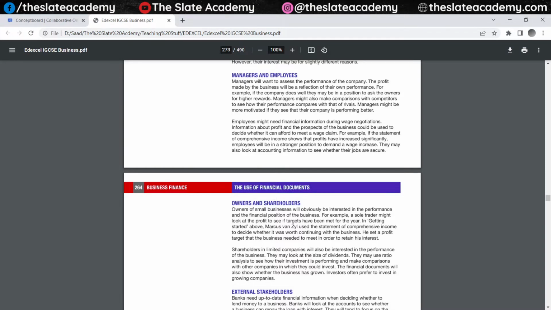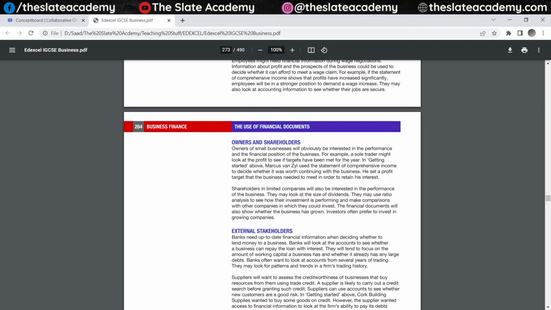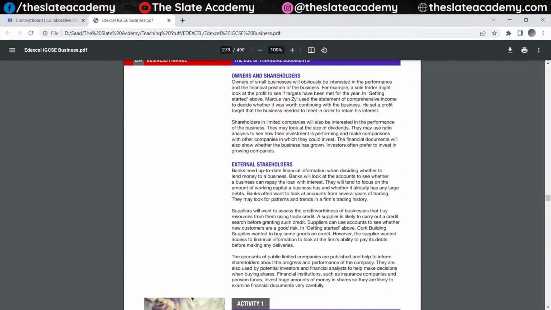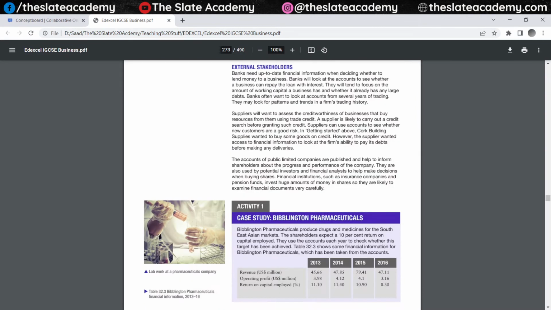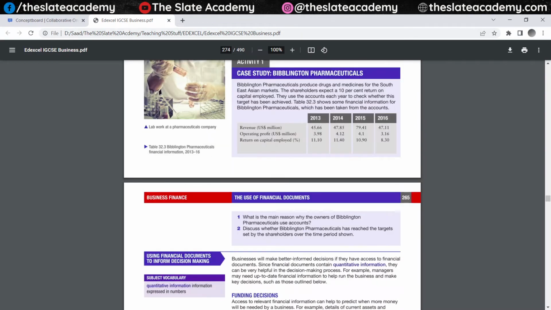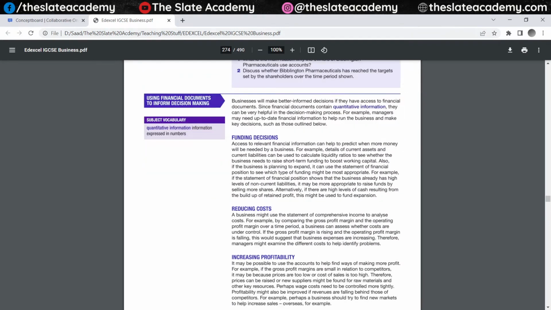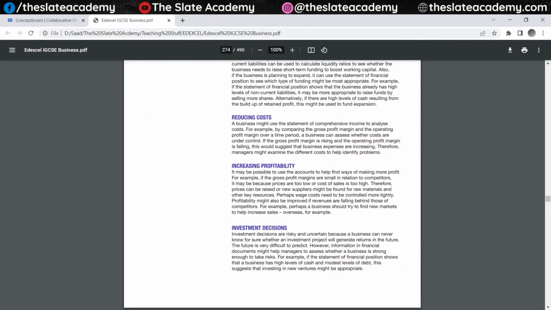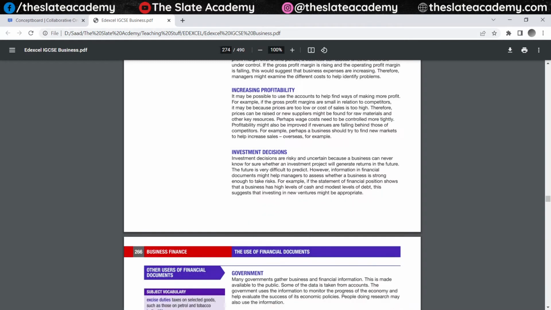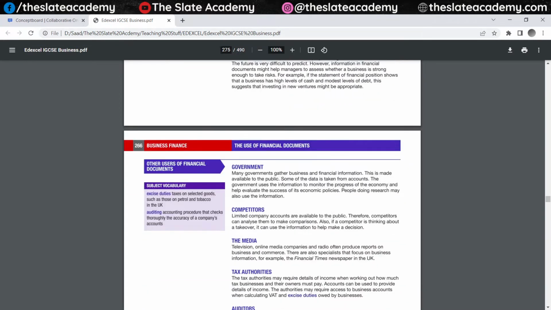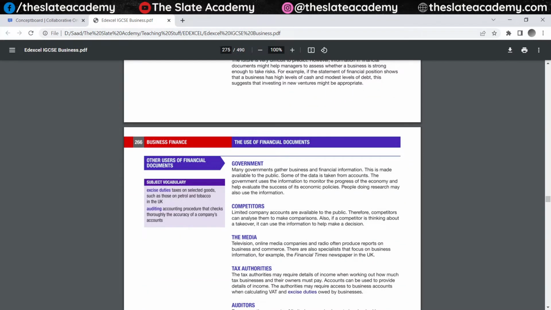Okay. What about the owners and the shareholders? What would they look at the financial statements for? What figures? So, for example, you are the owner of a business. You just got the set of financial statements of your business. What are the figures that you'd be interested in looking at?